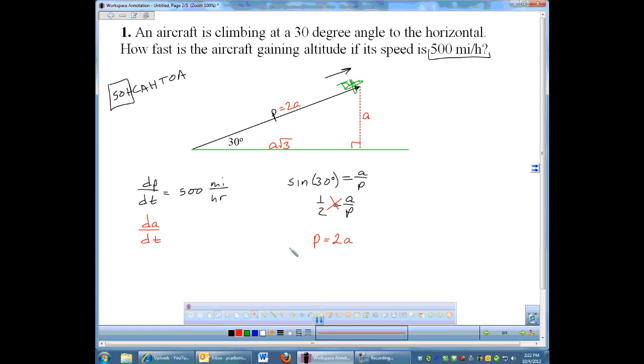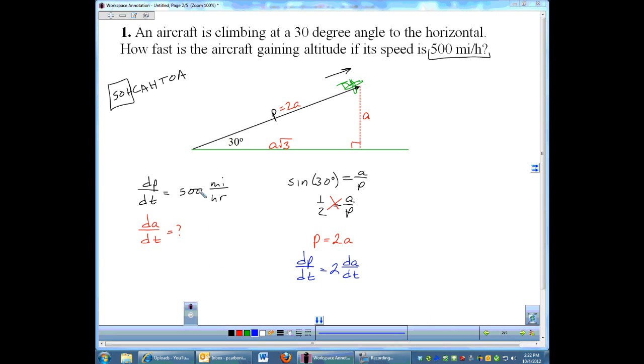We could take the derivative of that. We're trying to find dA/dt. That's our goal over here. So since I have an equation, I can now do the derivative. The derivative of P is going to be dP/dt. The derivative of 2A is going to be 2 dA/dt. And now we can just plug in. dP/dt is 500 equals 2 dA/dt. And then we could divide by 2, and we'll get 250 equals dA/dt.